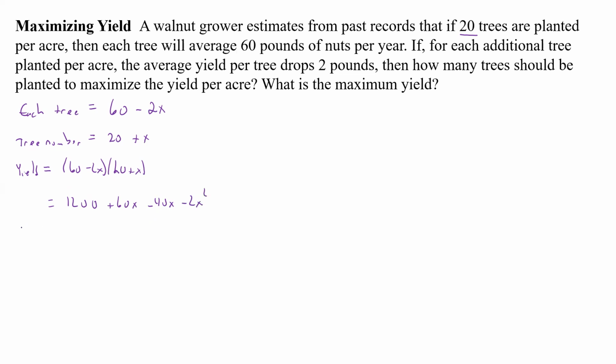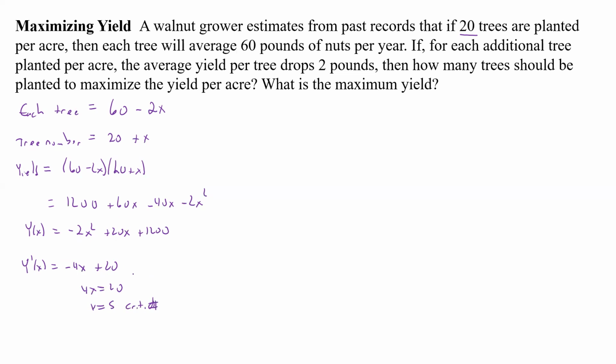And simplifying that, let's call this y of x. We'll go in decreasing power. So minus 2x squared, 60 minus 40 is going to be plus 20x, and then plus 1200. All right, and so that will be what our y of x is equal to. Now, first thing, find the first derivative. So it's going to be minus 4x plus 20. Well, if we set that equal to 0, 4x is equal to 20, or x is equal to 5. That's going to be our critical number.